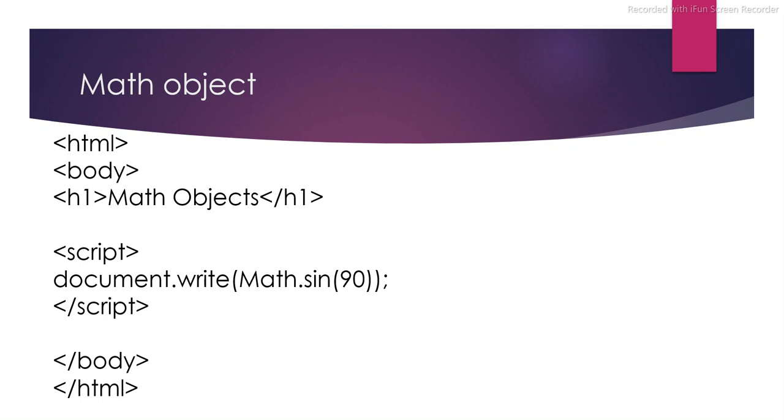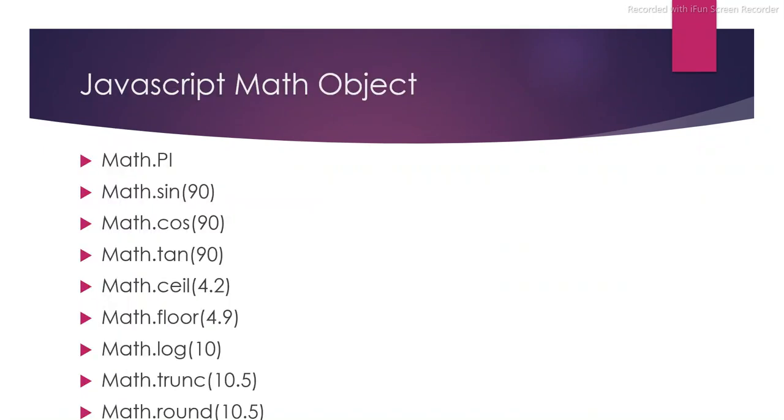Here, this example will show you a simple code which will give you the sine value of whatever number you are giving it. Like this, there are many functions available in the Math object. For example, you can calculate the sine value, cos value, tan value, ceil, floor, log values, and truncation operation you can do, round operation you can do. Some of the things I have been discussing here, and other than this you will have many functions in the Math object itself. You can just explore and check it out.